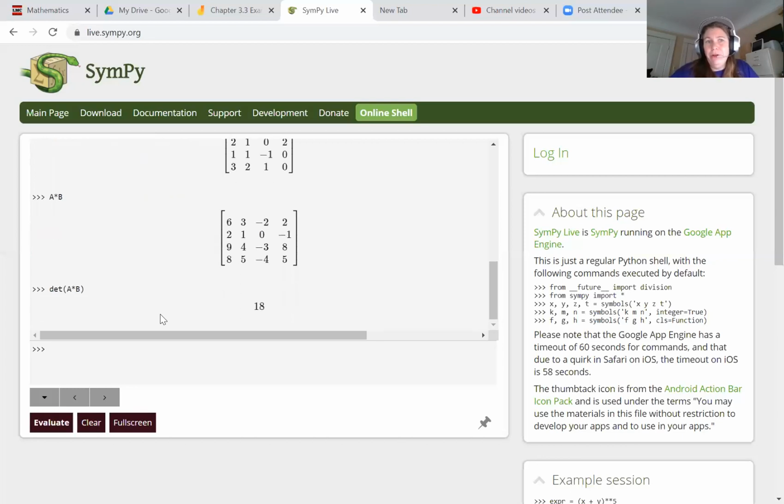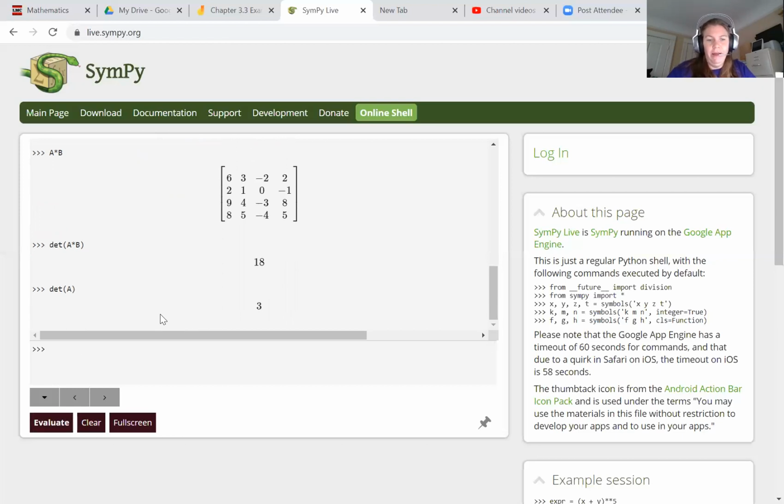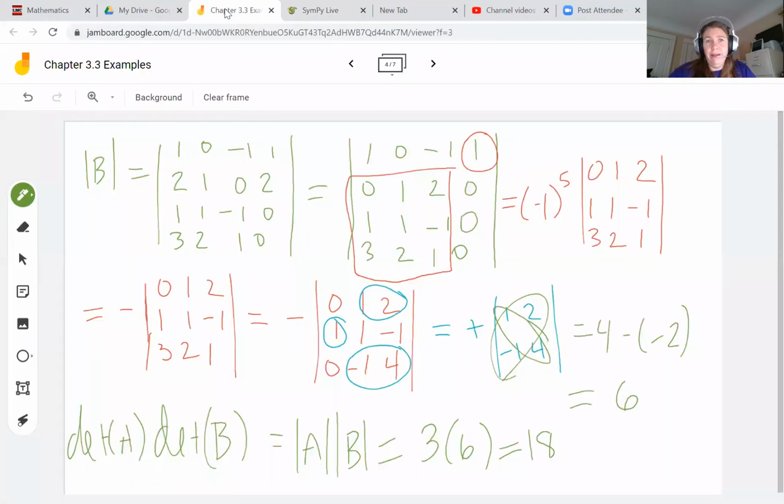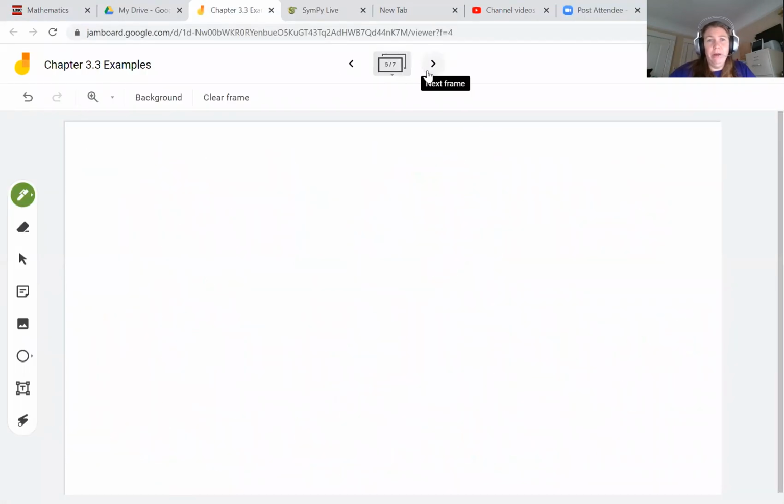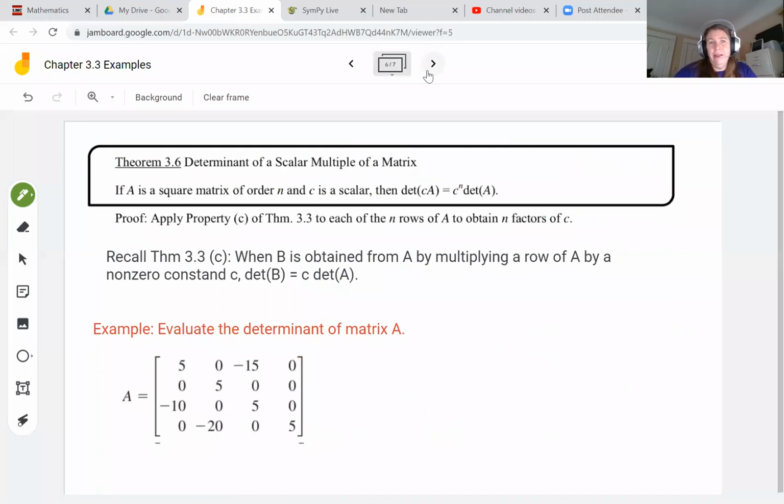And we know that's a match for what we got doing the determinant of A times the determinant of B. And if you want to verify those calculations we did earlier, you can say det A and det in parentheses B for determinant B. And we get the same 3 and 6 that we got by hand. All right, in the next video, we are going to take a look at the determinant of a scalar multiple of a matrix.